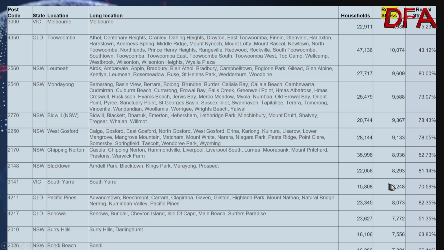Then we come back down to Victoria, South Yarra. And then we have a couple of Queensland postcodes, places like Pacific Pines, and we also have Surfers Paradise. So again, the problem there is that the rents are very big and the incomes aren't. Then we go back to Surry Hills and Darlinghurst in New South Wales, and Bondi Beach off the bottom of the chart there.